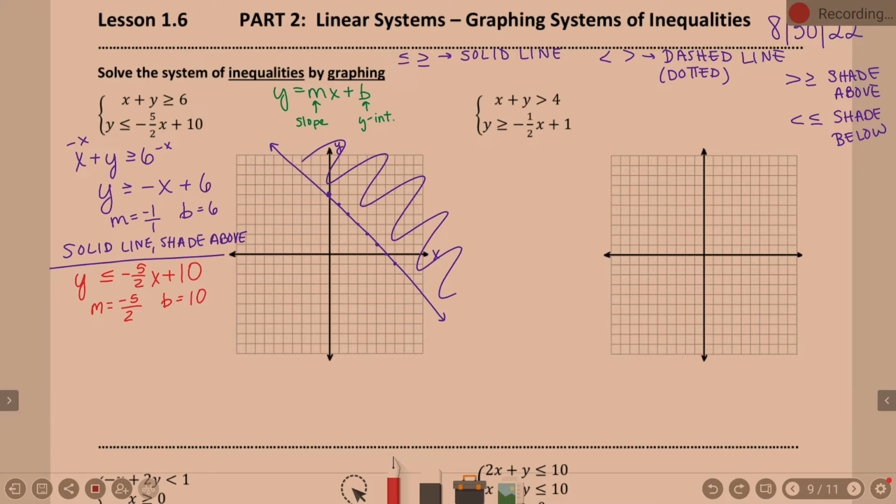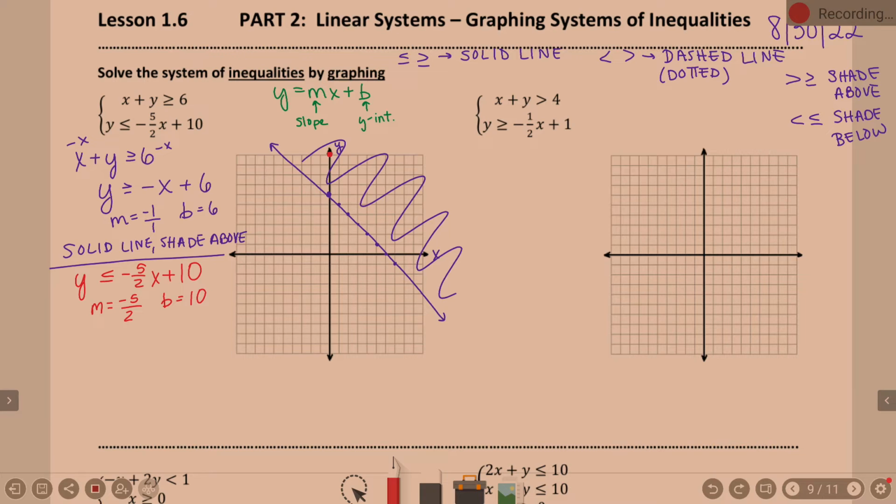So y-intercept of 10, we're going to make a dot at the top. Slope of negative 5 halves. The negative goes with the 5 or with the 2? One or the other, right? One number's negative, the other number's positive, because a negative divided by a positive is a negative. I happen to put it with the 5, because can I rise positive 5? No, I'm at the top of my graph. So rise negative 5, run positive 2.